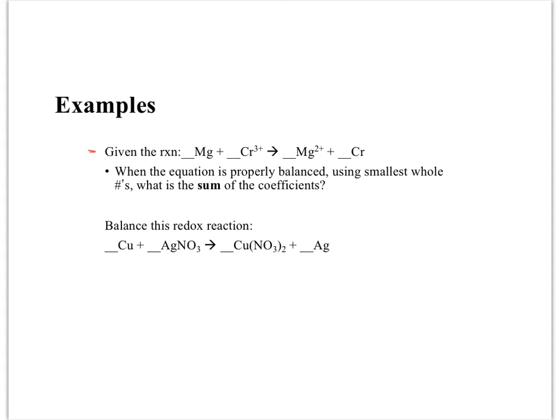Now, this equation is kind of weird because when you look at it, you're like, oh, well, there's 1 magnesium on each side and there's 1 chromium on each side. So isn't this balanced already? But it's not. When you see these little basic looking equations that have charges written in them, what they're showing you is the net ionic equation. What they're doing is they're leaving out the spectator ions. They're only showing you the elements that are changing in oxidation state, and they're ignoring anything else in the reaction that's not changing. So here's the really easy way to do this.